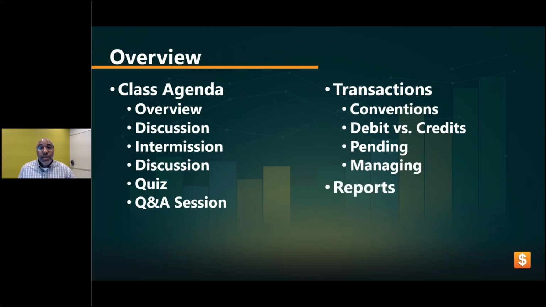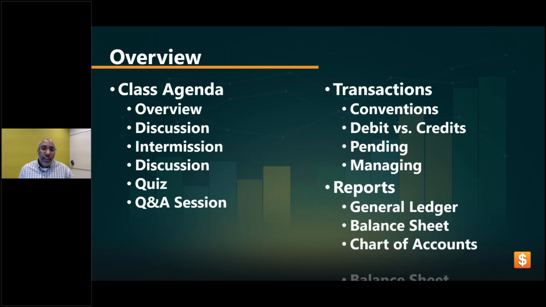Okay, so then we'll transition into reports, where we'll talk about the general ledger report, the balance sheet, the chart of accounts report, and the statement of income and expense.